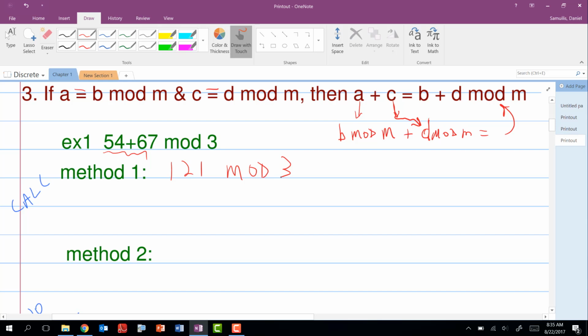Does anyone know the division by 3 rule? Like, is this 0? If I mod 3, 121, is this 0, yes or no? Does 3 go into 121 evenly is what I'm asking. No, why? What's the rule?